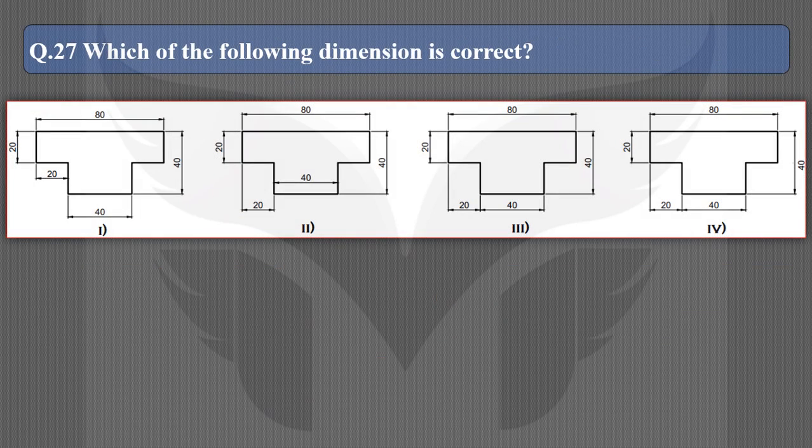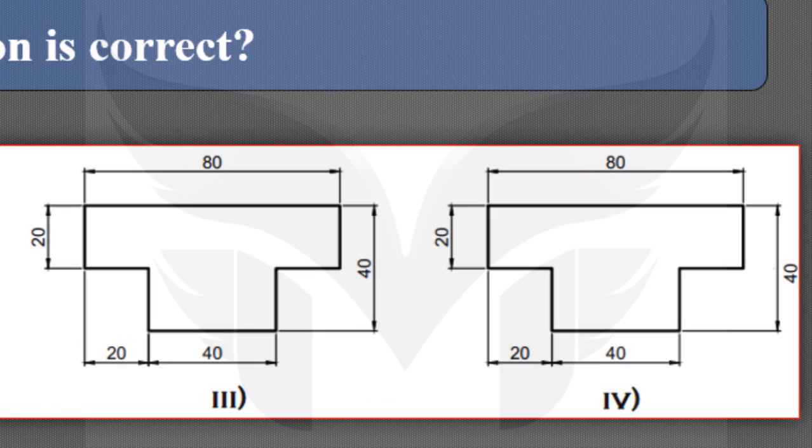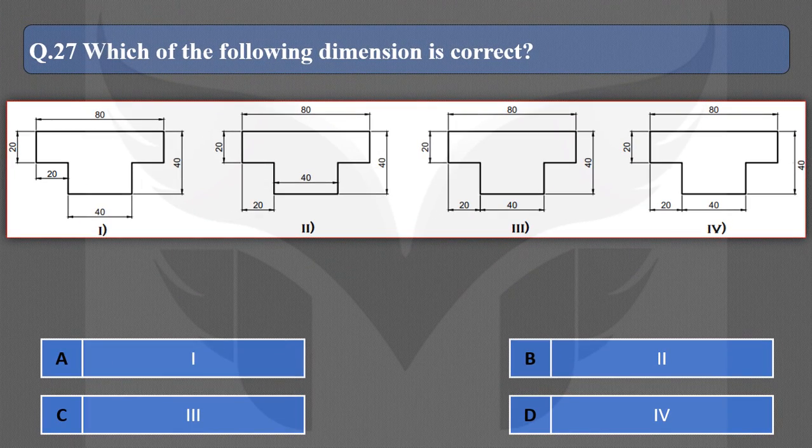Next question. Which of the following dimensions is correct? Let's have a look at each figure one by one. In the first figure, this dimension 20 is incorrect. Here, the outline is used as a dimension line, which is incorrect. In the second figure, this dimension 40 is incorrect, as it is inside the view. As far as possible, we always have to give a dimension outside the view. In the third figure, everything seems to be correct, so this must be the answer. However, let's see what's wrong in the fourth figure. Here, this vertical dimension 40 is placed below the dimension line, which must be above the dimension line as per the rule. So, the correct option is C.